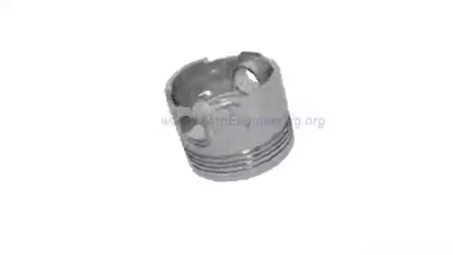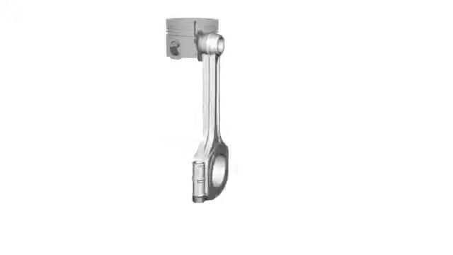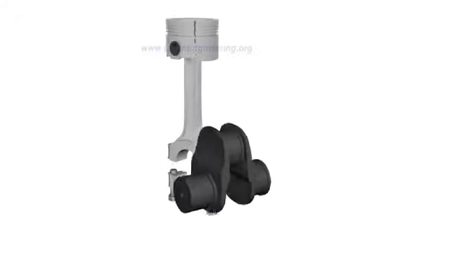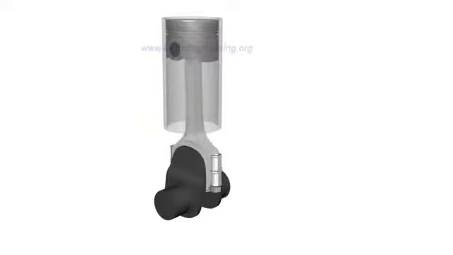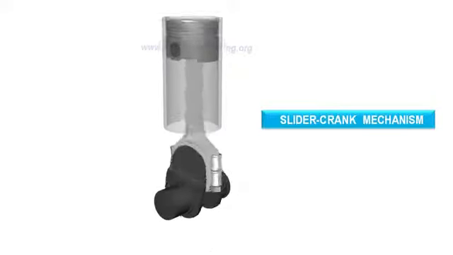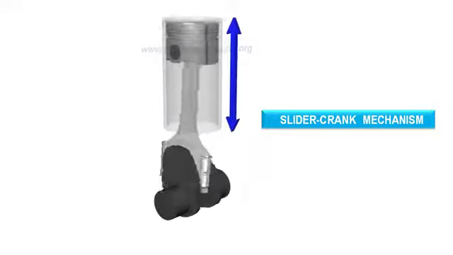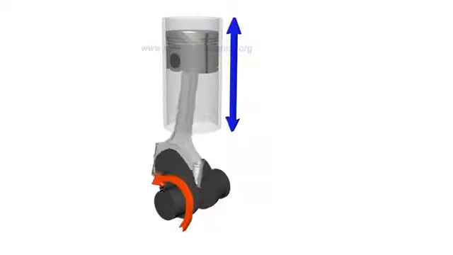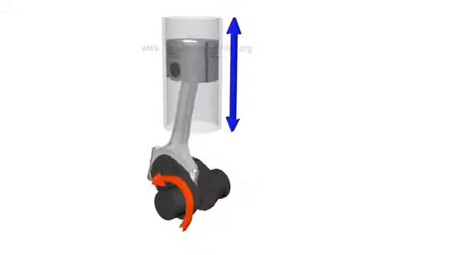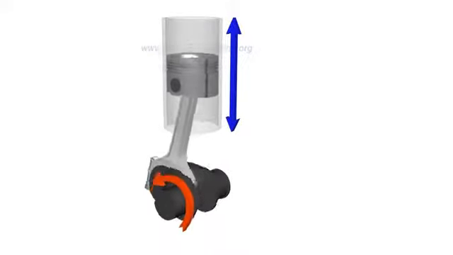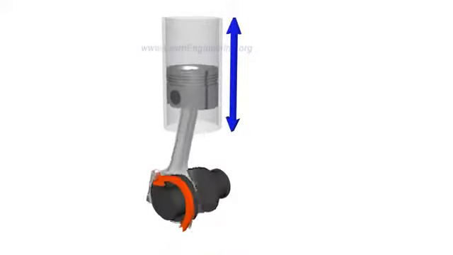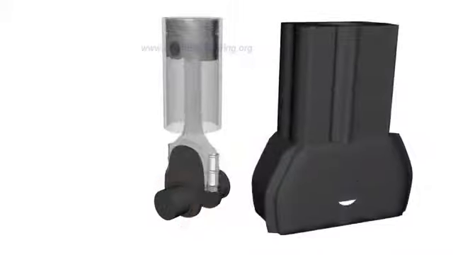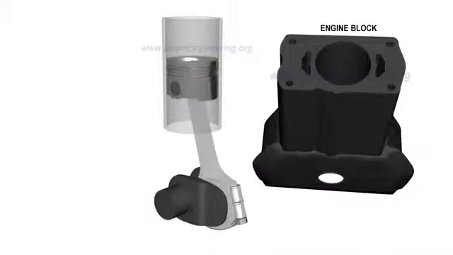Piston, connecting rod, crank, and cylinder form a mechanism called slider crank mechanism. Here, the linear motion of the piston is transformed to a rotary motion at the crank. In an IC engine, this mechanism is properly supported in an engine block.